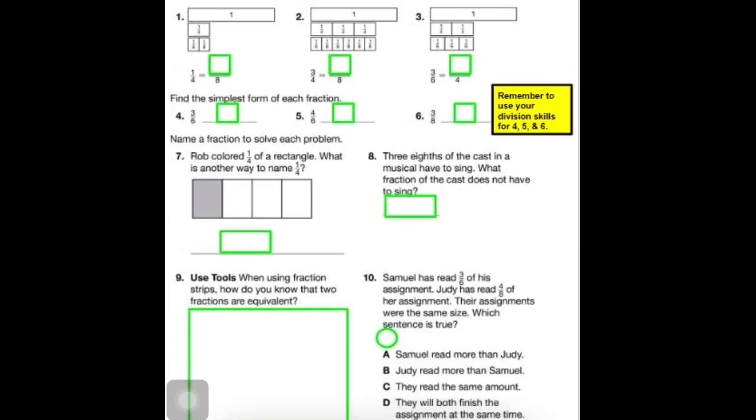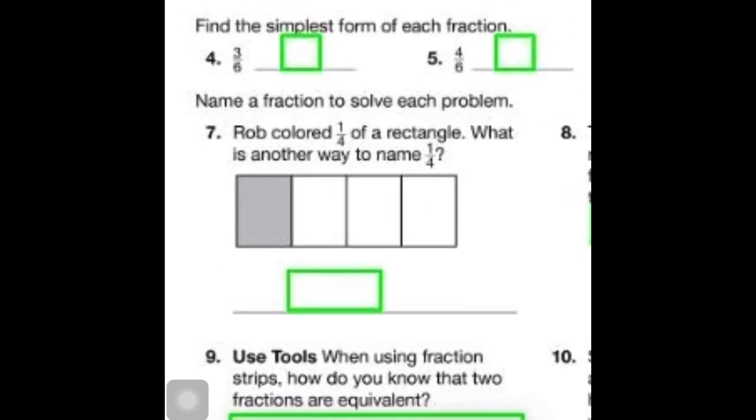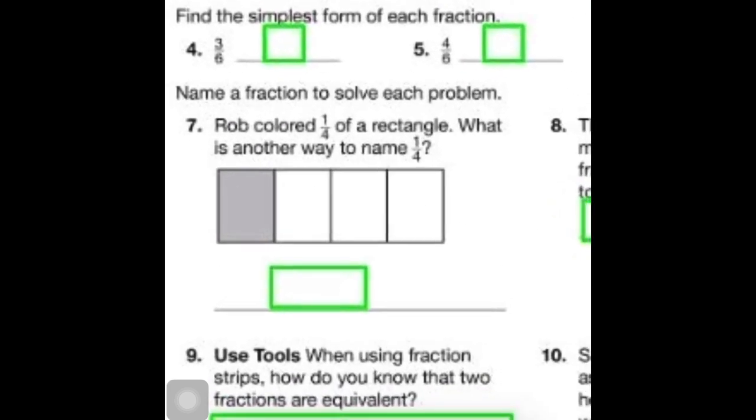Okay. So now let's take a look at number 7. Rob colored 1/4 of a rectangle. What is another way to name 1/4? Well, one way is, could you split these up to be smaller pieces? So can we do this?